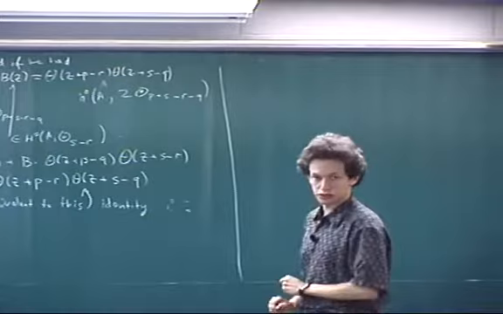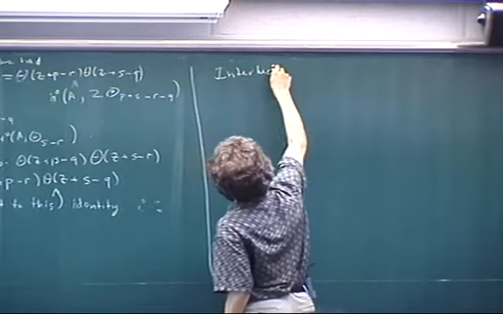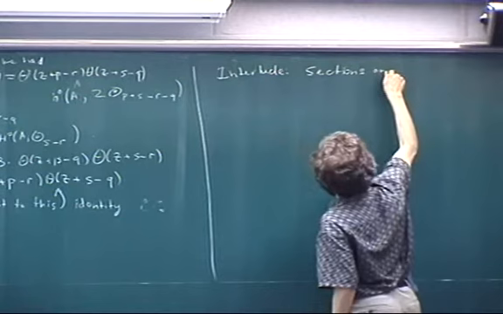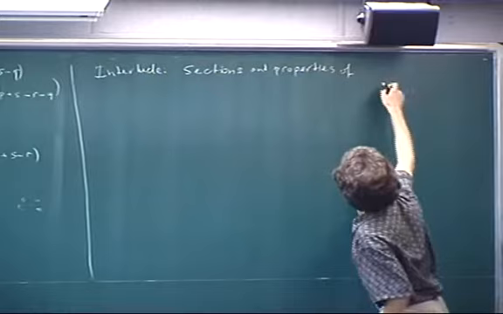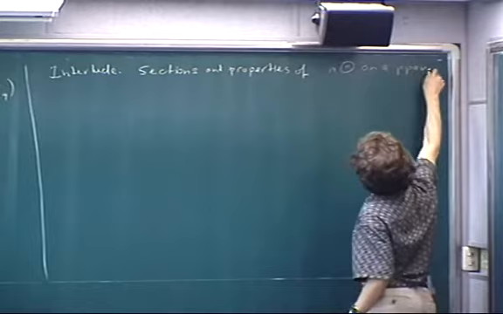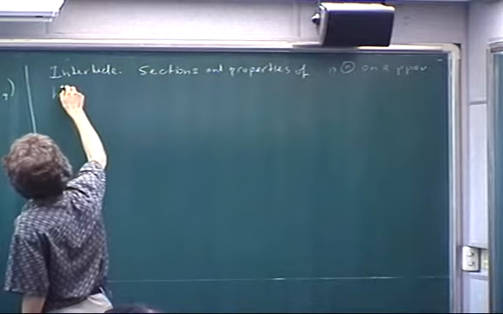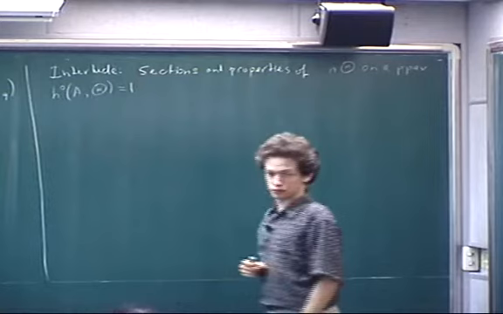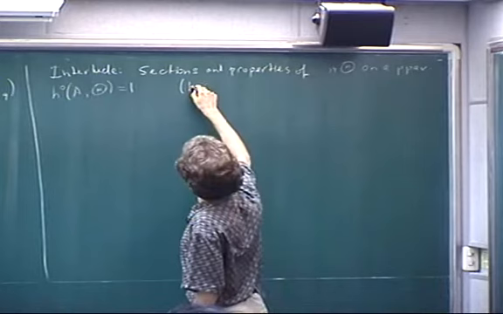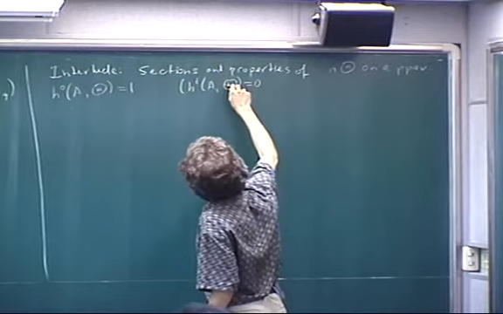So, interlude: sections and properties of n theta on a principally polarized abelian variety. Okay? We'll come back to this and we'll use it in a second, but I want to discuss this for a second. So notice that if you have a principally polarized abelian variety, the principally polarized part means this, right? Okay? And by the way, if you were to consider higher homologies, they're of course all zero because they're homologies of some simple example. Okay?